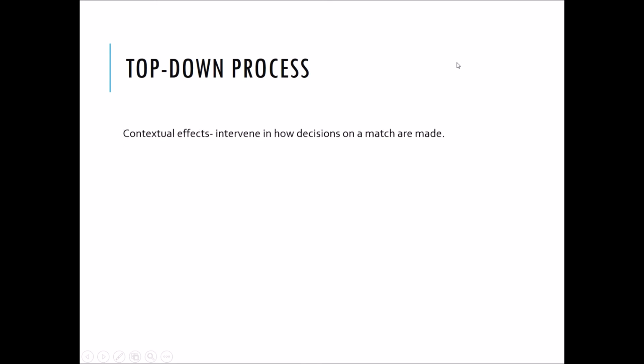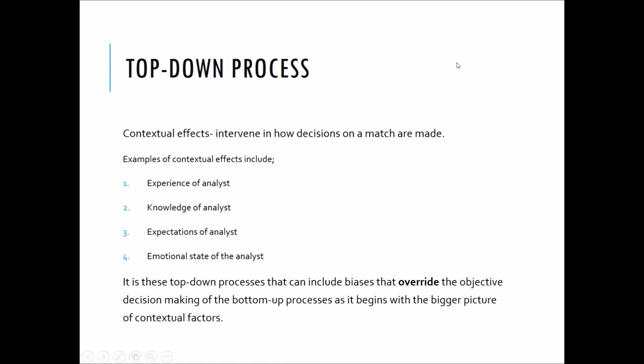And then alternatively, you have got your top-down processes. In these top-down processes, you start from the broader picture. So you start by looking at kind of contextual factors, and these contextual factors can actually affect the accuracy of the decisions that you make. So these contextual factors may be like how experienced the analyst is, the knowledge of the analyst, the expectations and the emotional state of the analyst.